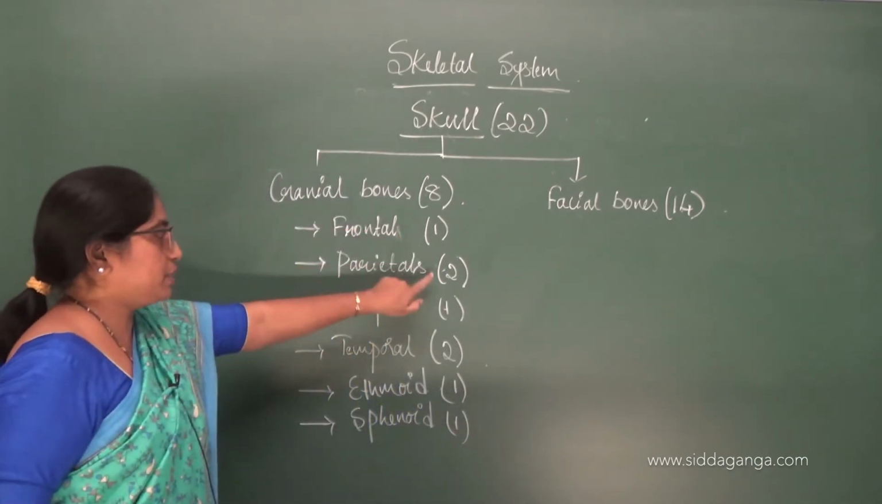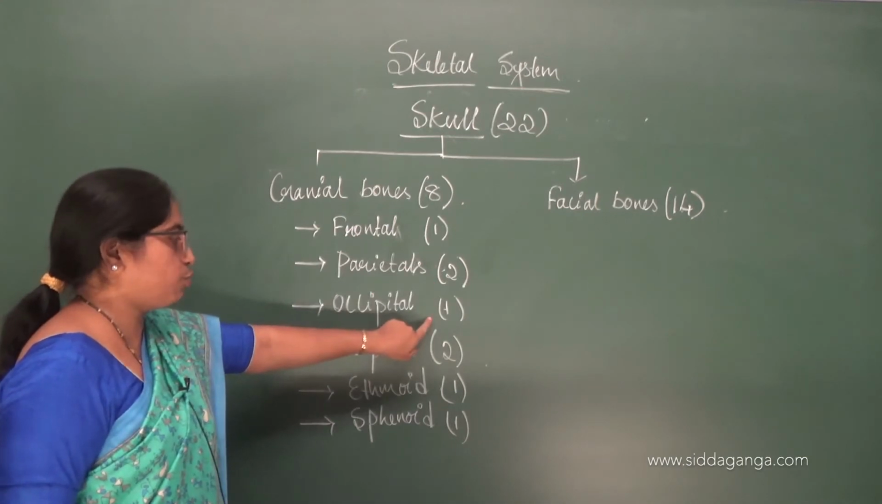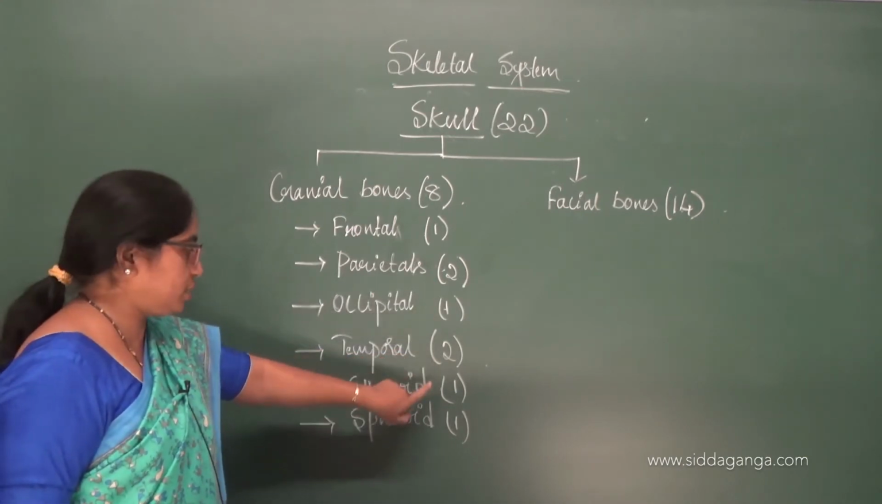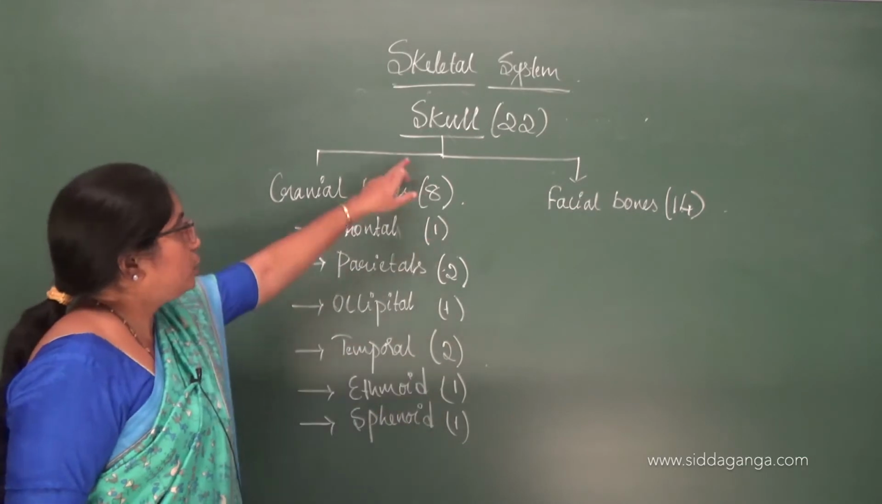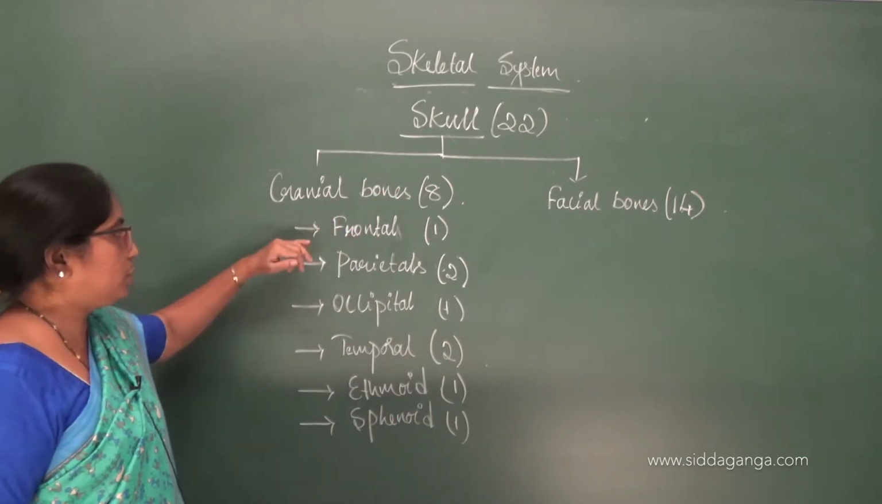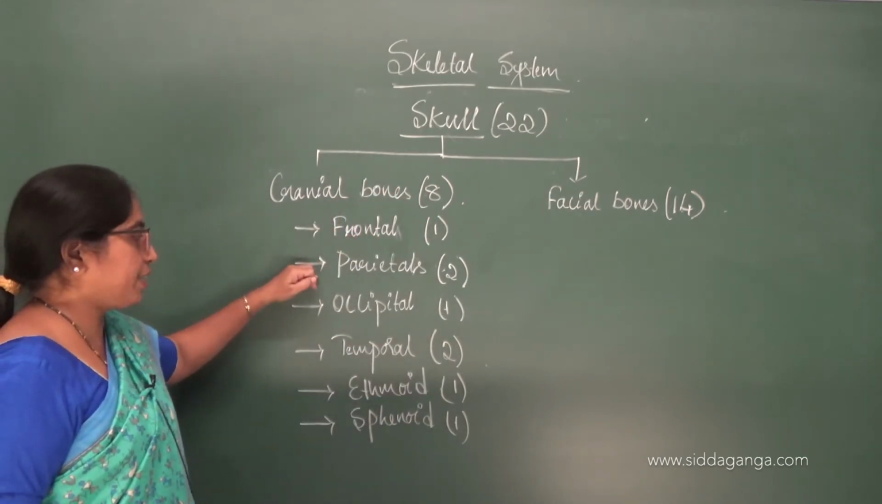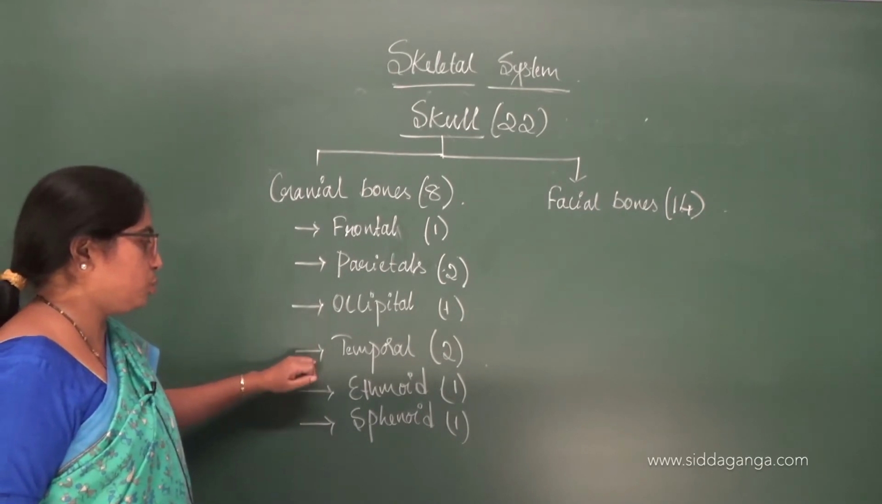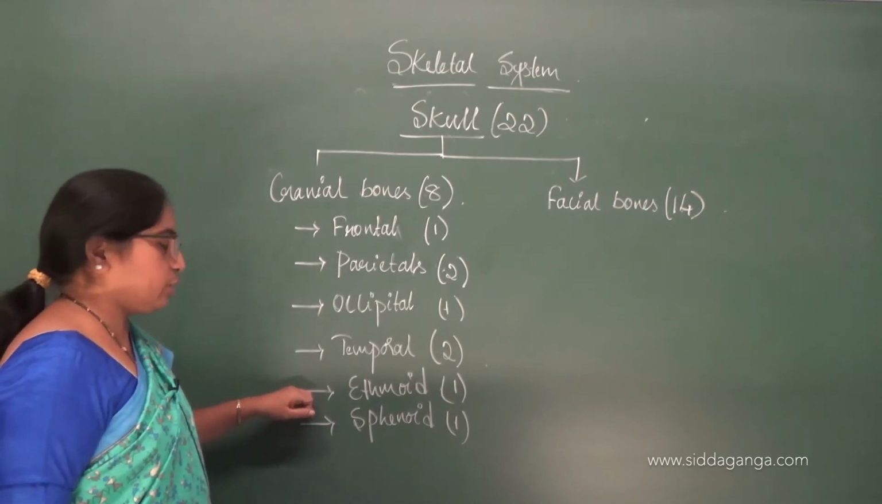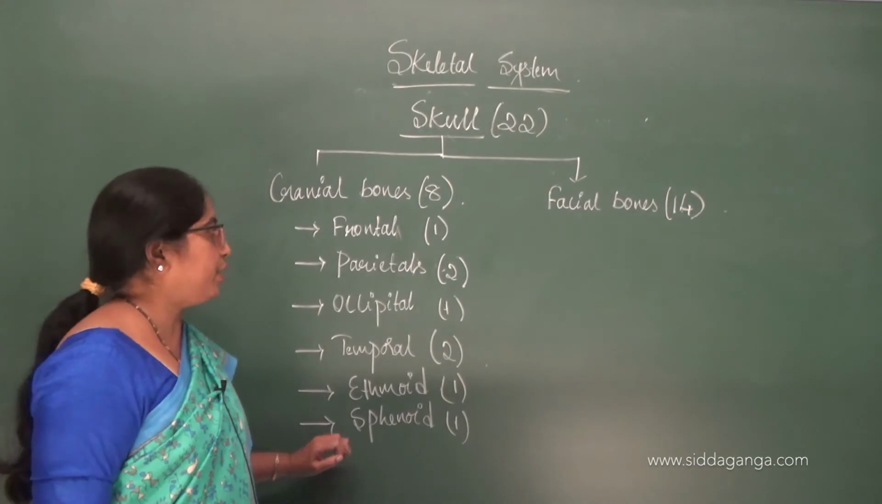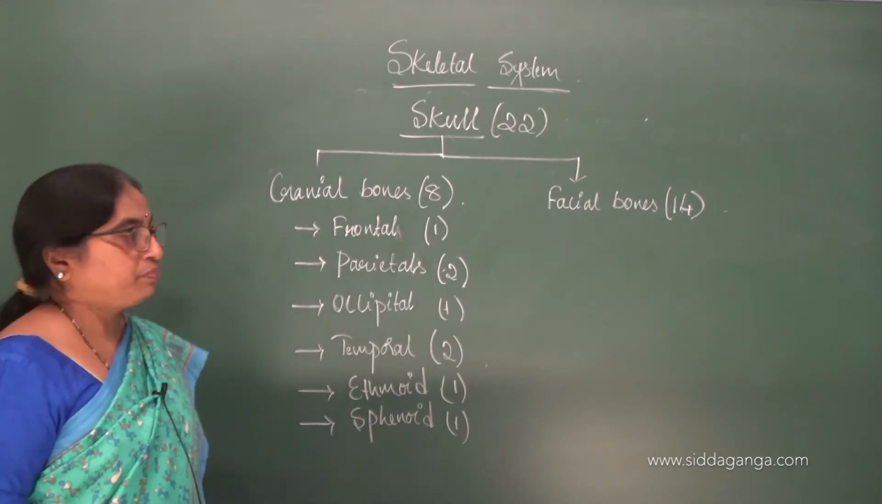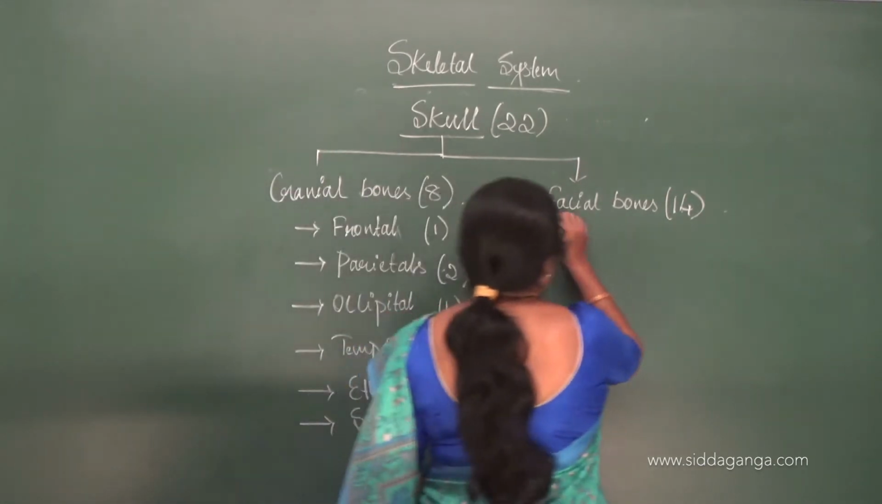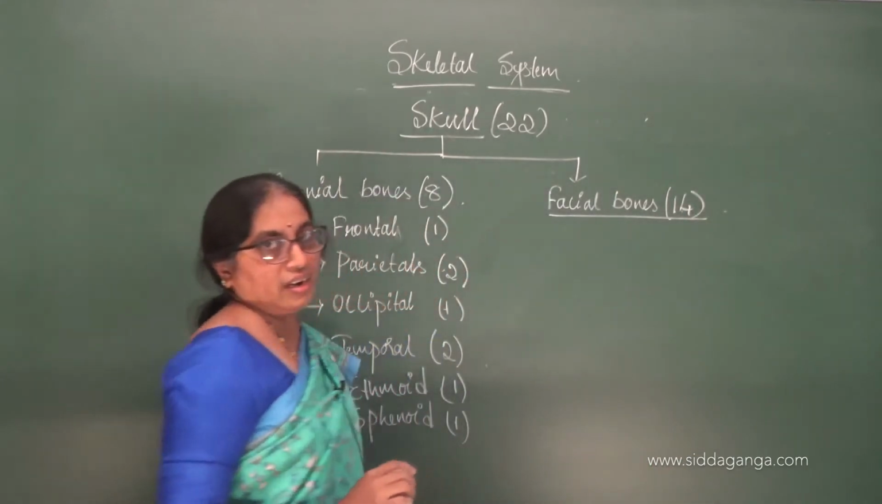So 1 plus 2 is 3, 3 plus 1 is 4, 4 plus 2 is 6, 7 and 8. So 8 cranial bones: 1 frontal, 2 parietals, 1 occipital, 2 temporals, 1 ethmoid and 1 sphenoid are the cranial bones. Coming to the facial bones, which are 14 in number.